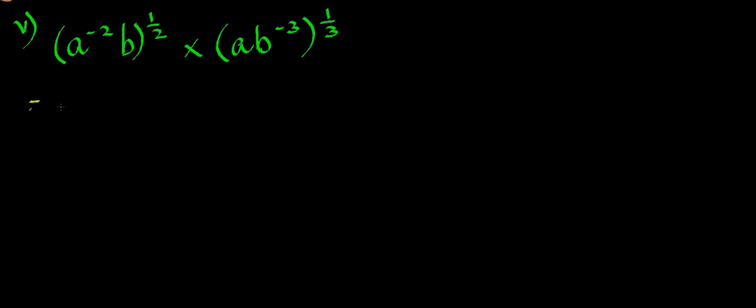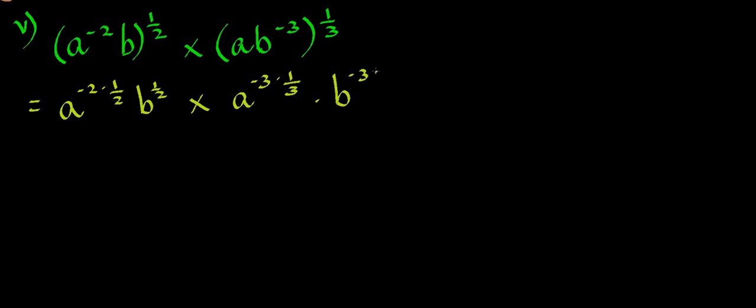That is equal to, multiplying this outside with the individual terms, we have a raised to minus 2 into 1 upon 2 and b raised to 1 upon 2 multiplied by a raised to minus 3 into 1 upon 3 into b raised to minus 3 into 1 upon 3. Now what happens here? We do the simplification and we have the 2 gone, the 3 gone, and the 3.